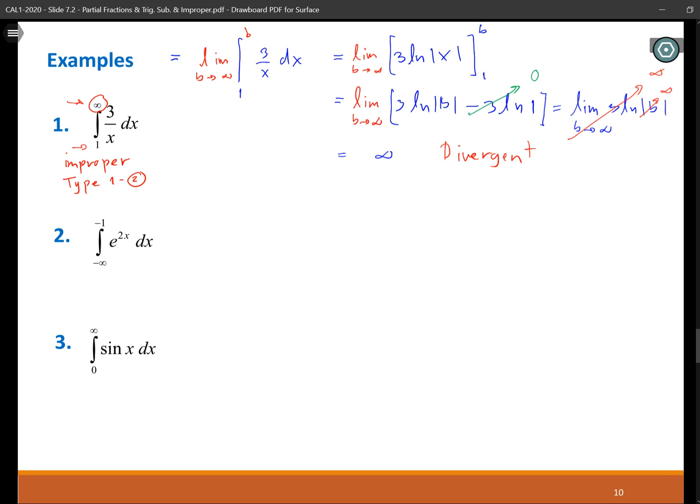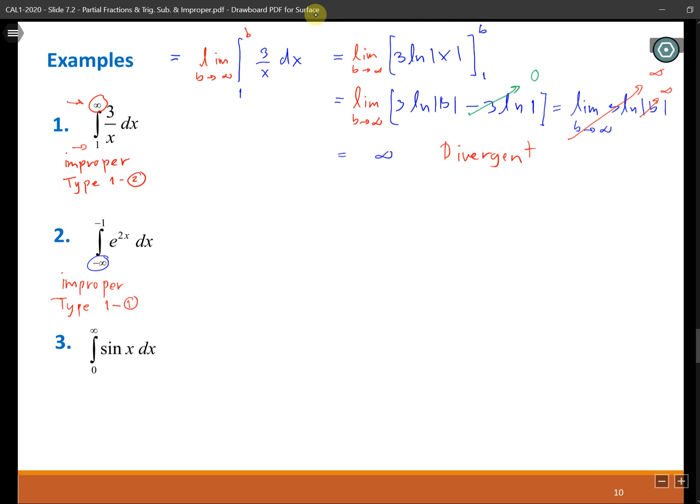Now let's try number 2. Let's take a look at number 2 here. The first thing we notice is that we have a boundary that is infinite, and this is the lower bound, so it is definitely improper. The problem happens at the boundary, so this is type 1, and since it's the lower bound, this is type 1 scenario 1.